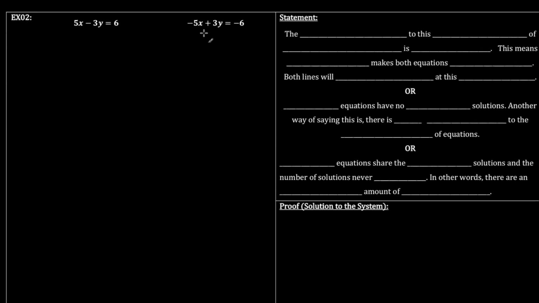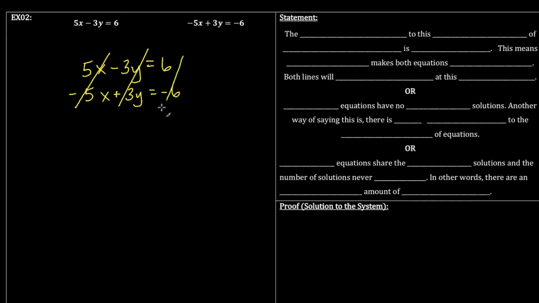5x minus 3y equals 6, and negative 5x plus 3y equals negative 6. I am going to show you something. If we stack these, 5x minus 3y equals 6, and negative 5x plus 3y equals negative 6. Now, you can see that if we combine these equations, we have 0 x's, and then we get 0 y's, and then we get 0 here.